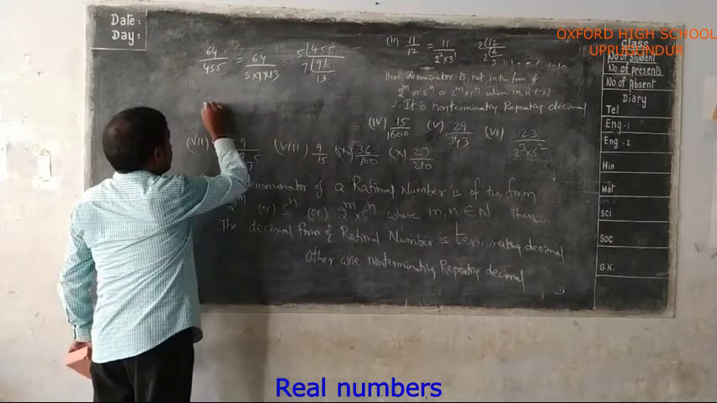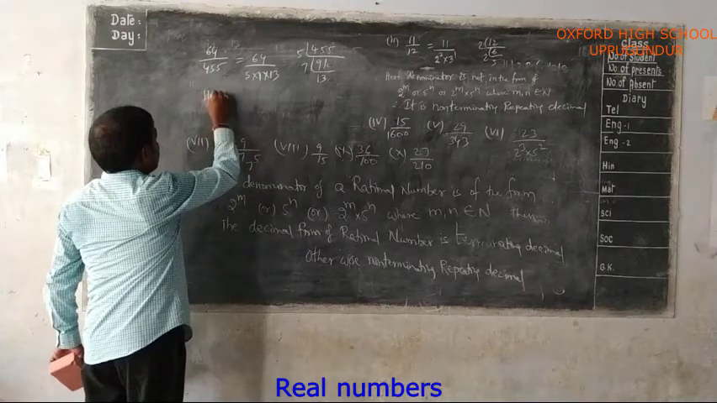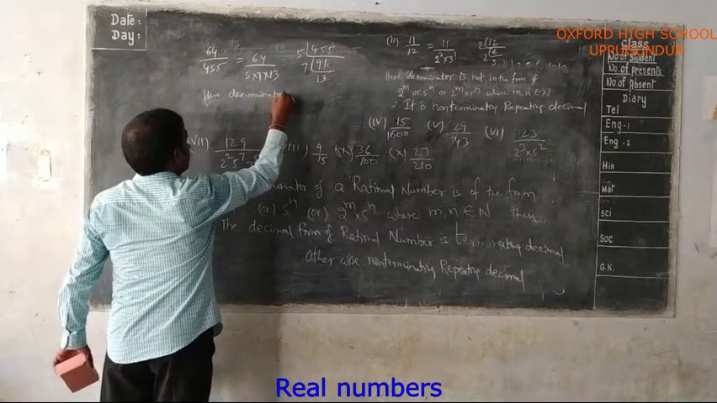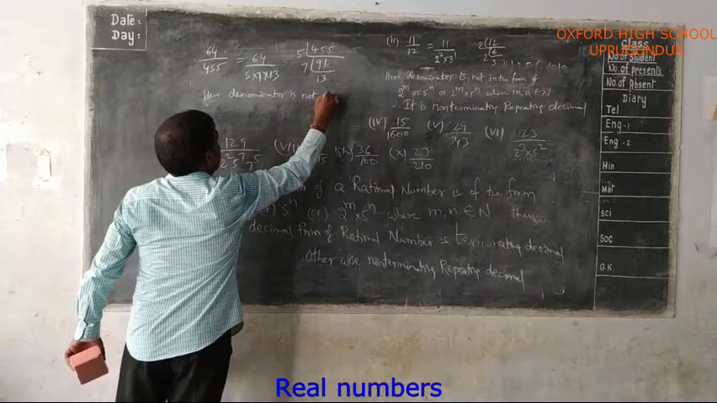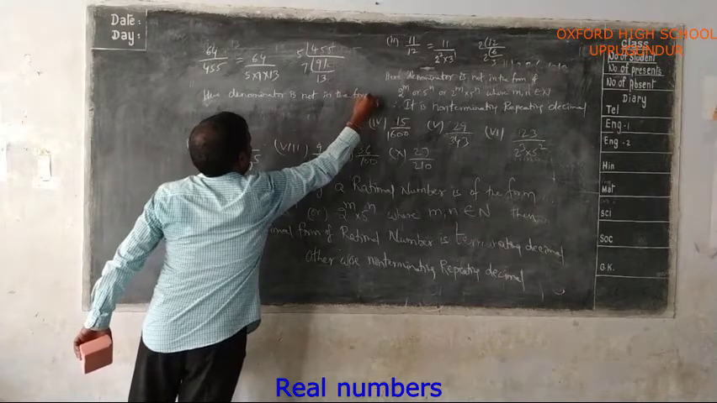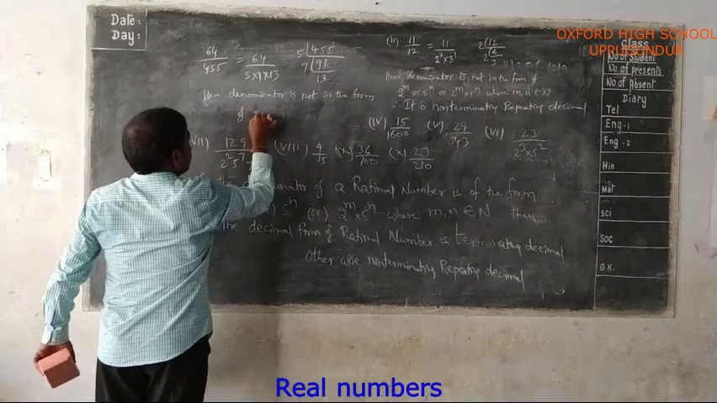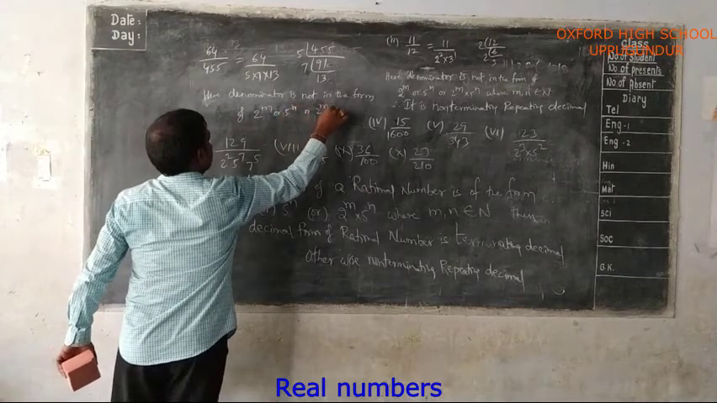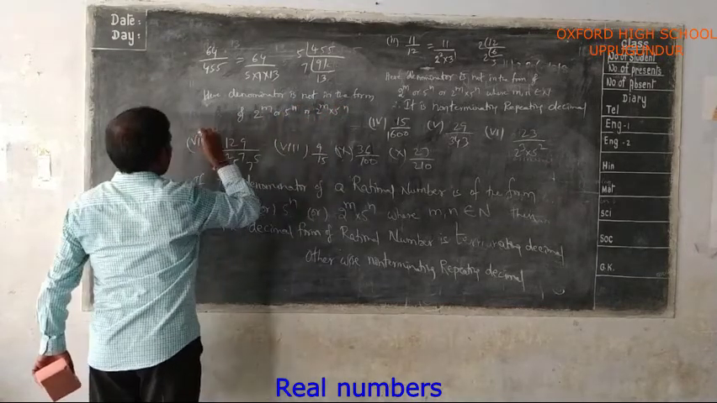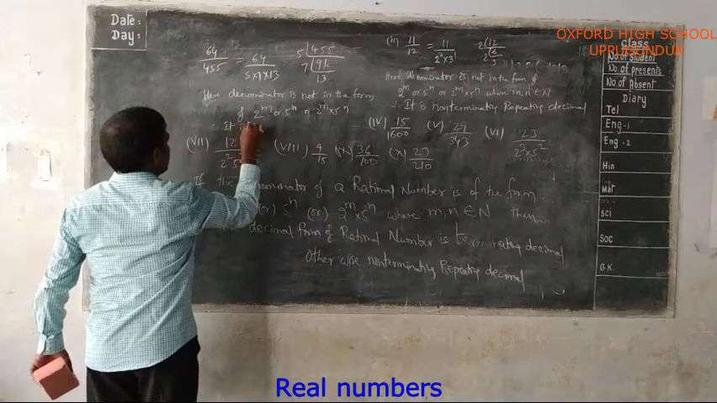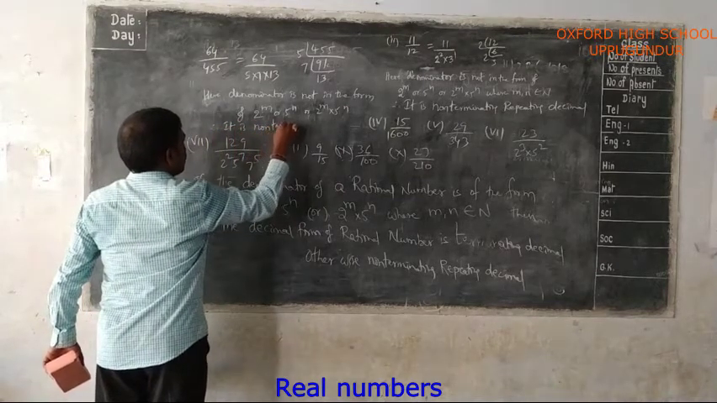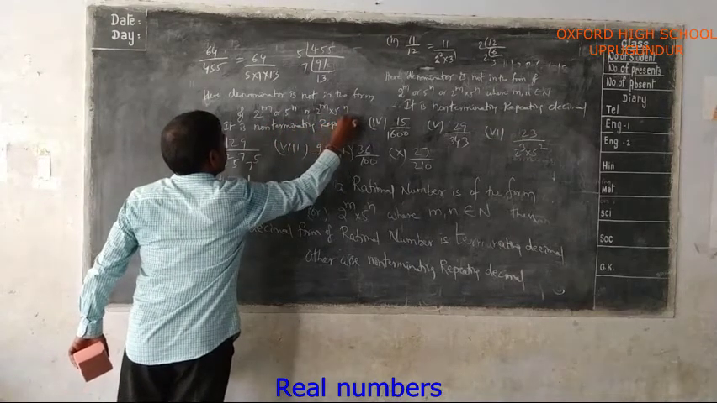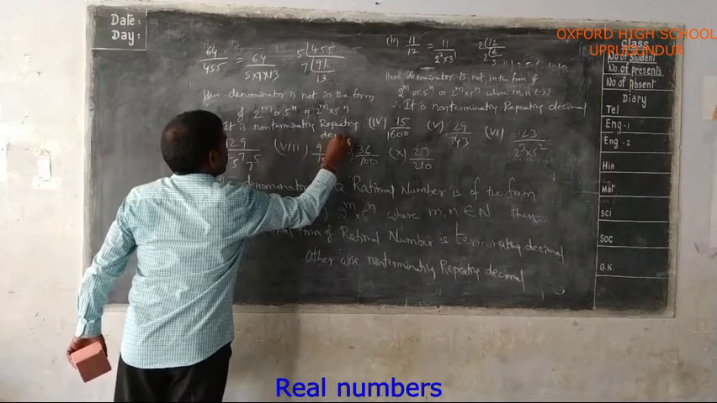Here the denominator is not in the form of 2 powers or 5 powers or 2 powers and 5 powers. Therefore, it is a non-terminating repeating decimal.